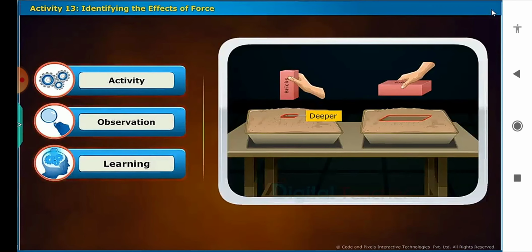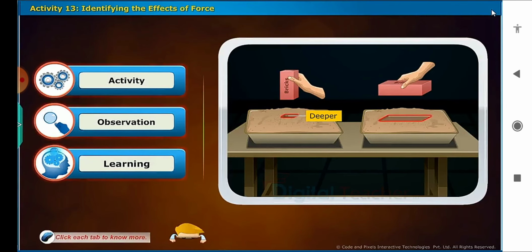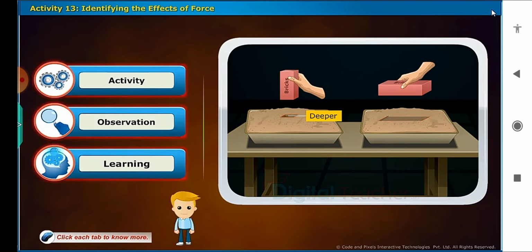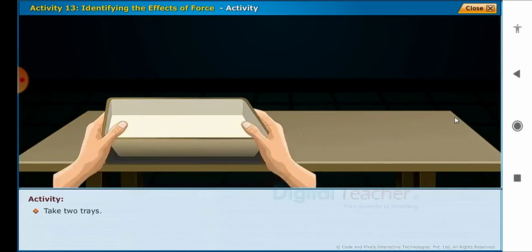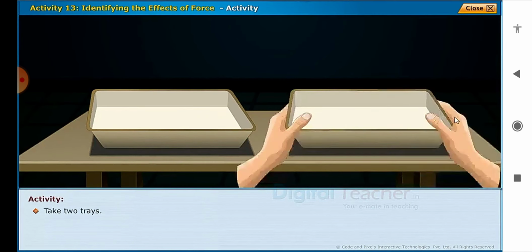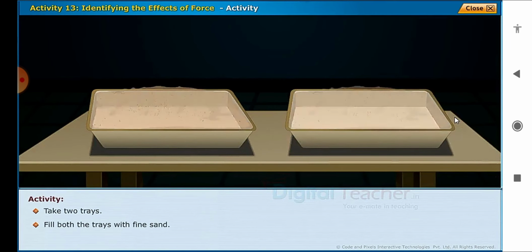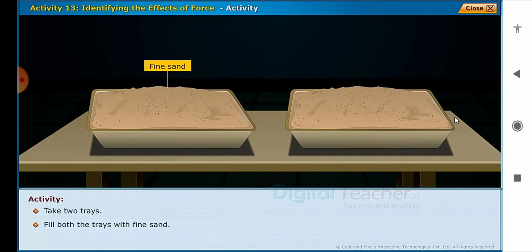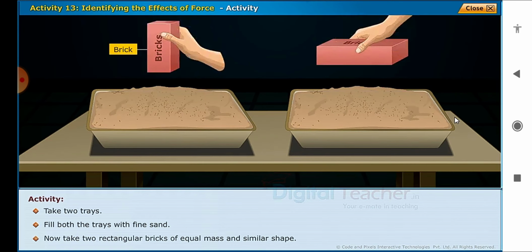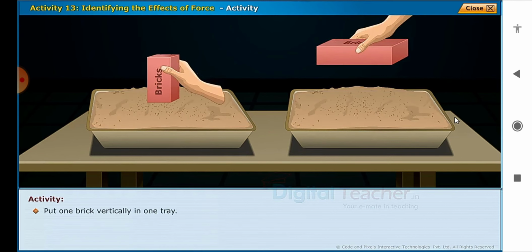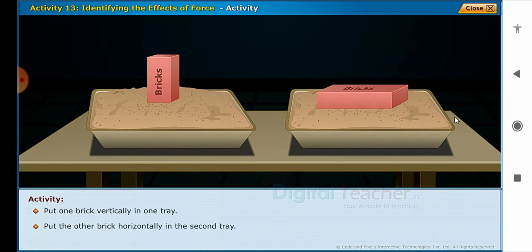Now, let us perform an activity to identify the effects of force. Click each tab to know more. Take two trays. Fill both the trays with fine sand. Now take two rectangular bricks of equal mass and similar shape. Put one brick vertically in one tray. Put the other brick horizontally in the second tray. Observe the changes.